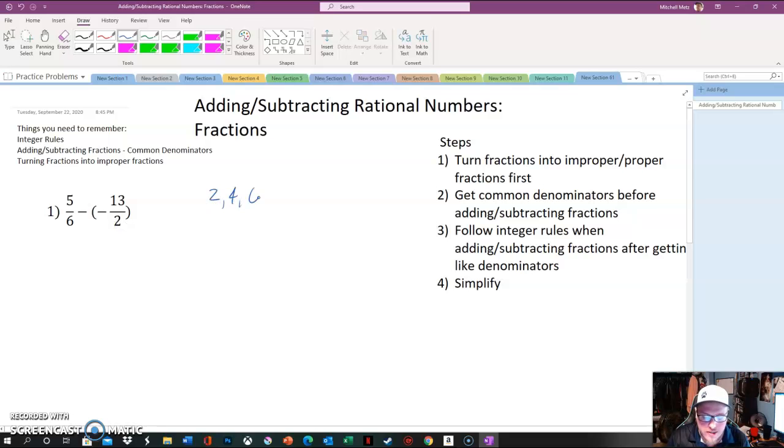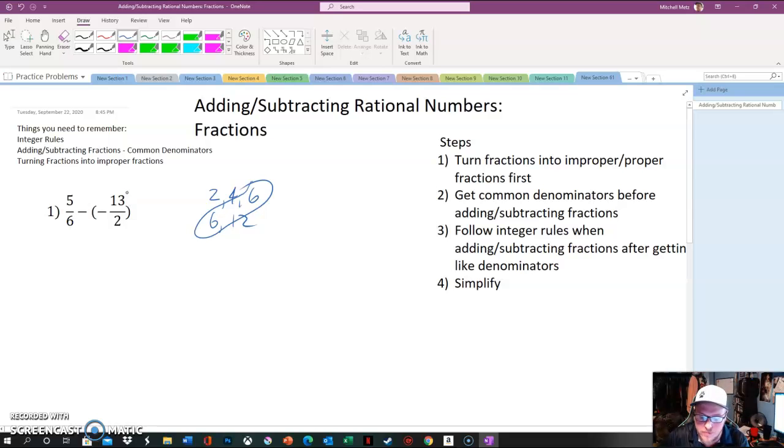2, 4, 6. And then I'm going to do 6's times table. 6, 12. Now, I just find the number they both have in common, and that is my least common factor. So in this case, it's 6. I need to have my denominator be 6 for both of these. So this 2 needs to be 6. This is already done for me. I already have 6 here.